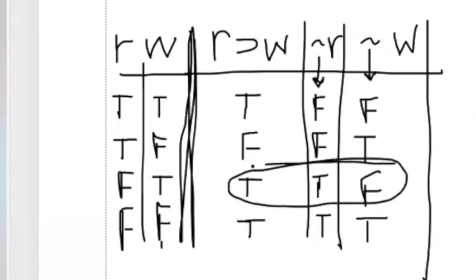True, true, false. That proves this argument is invalid. And write it on the wall like a serial killer writes in blood on the wall.